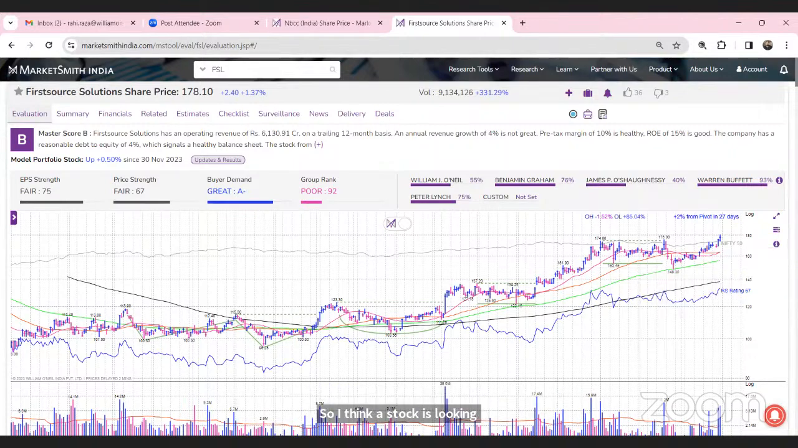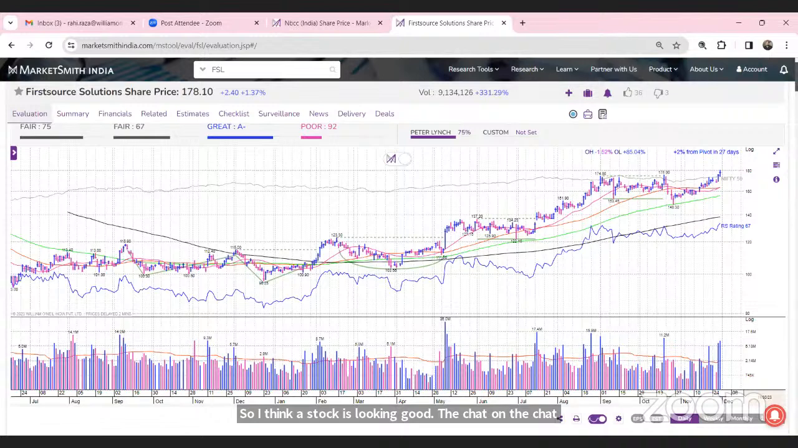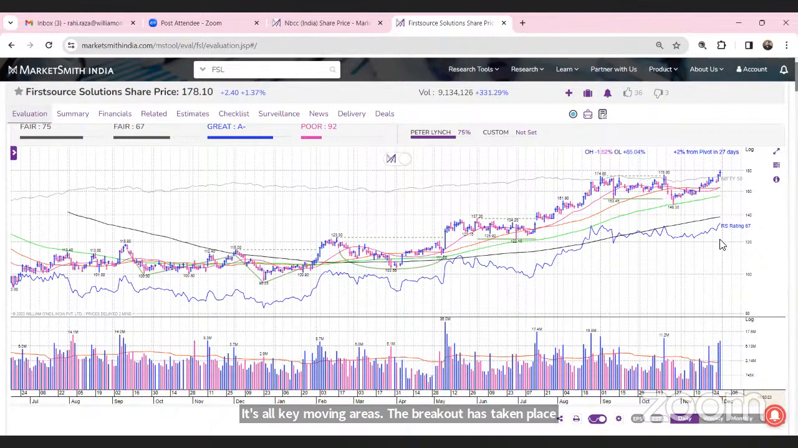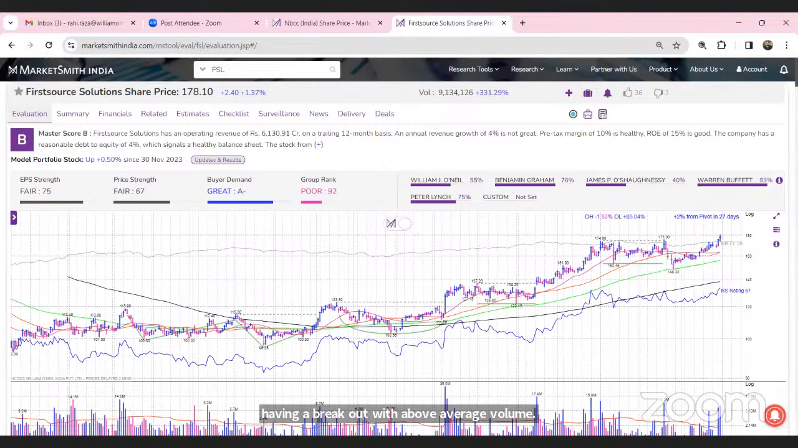The chart is also attractive. It is trading above all its key moving averages. The breakout has taken place with above average volume, if you look here, and for the past 2 days the volume is above average. That is very nice when a stock has a breakout with above average volume. So my advice would be to stick with MarketSmith and follow the instruction or the email that has been sent or will be sent by MarketSmith.